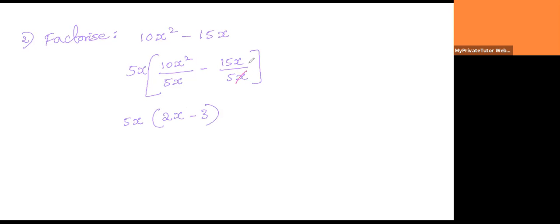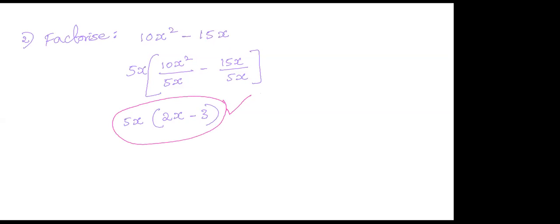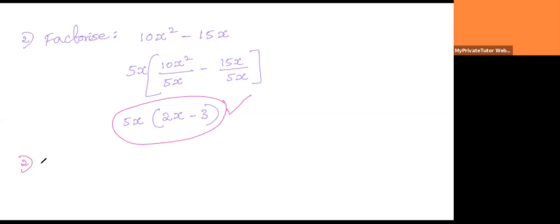Okay, see, x cancels out. 5 times 3 is 15. So the answer is 5x into 2x minus 3. Iris, do you understand? Yes. Great. So let's try one more.